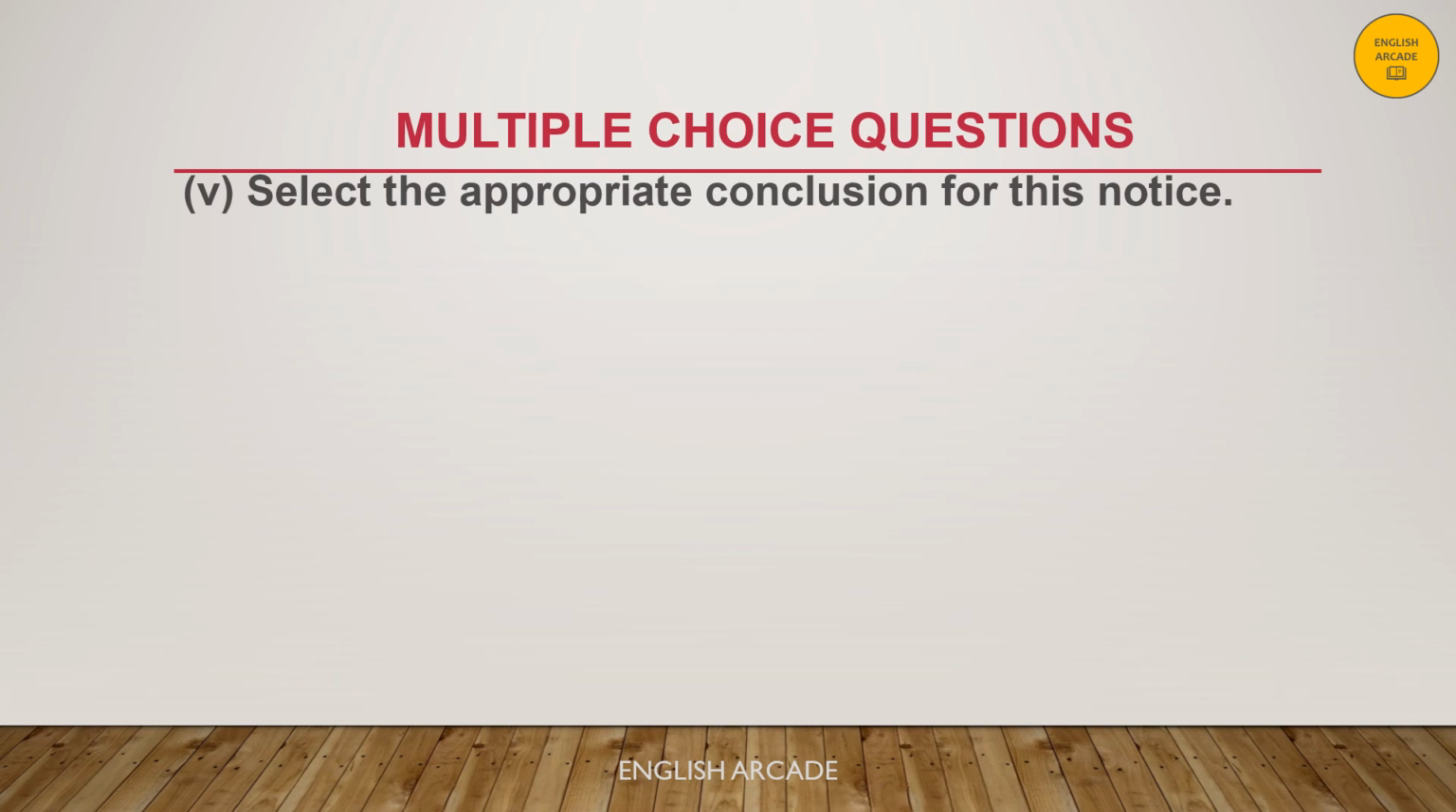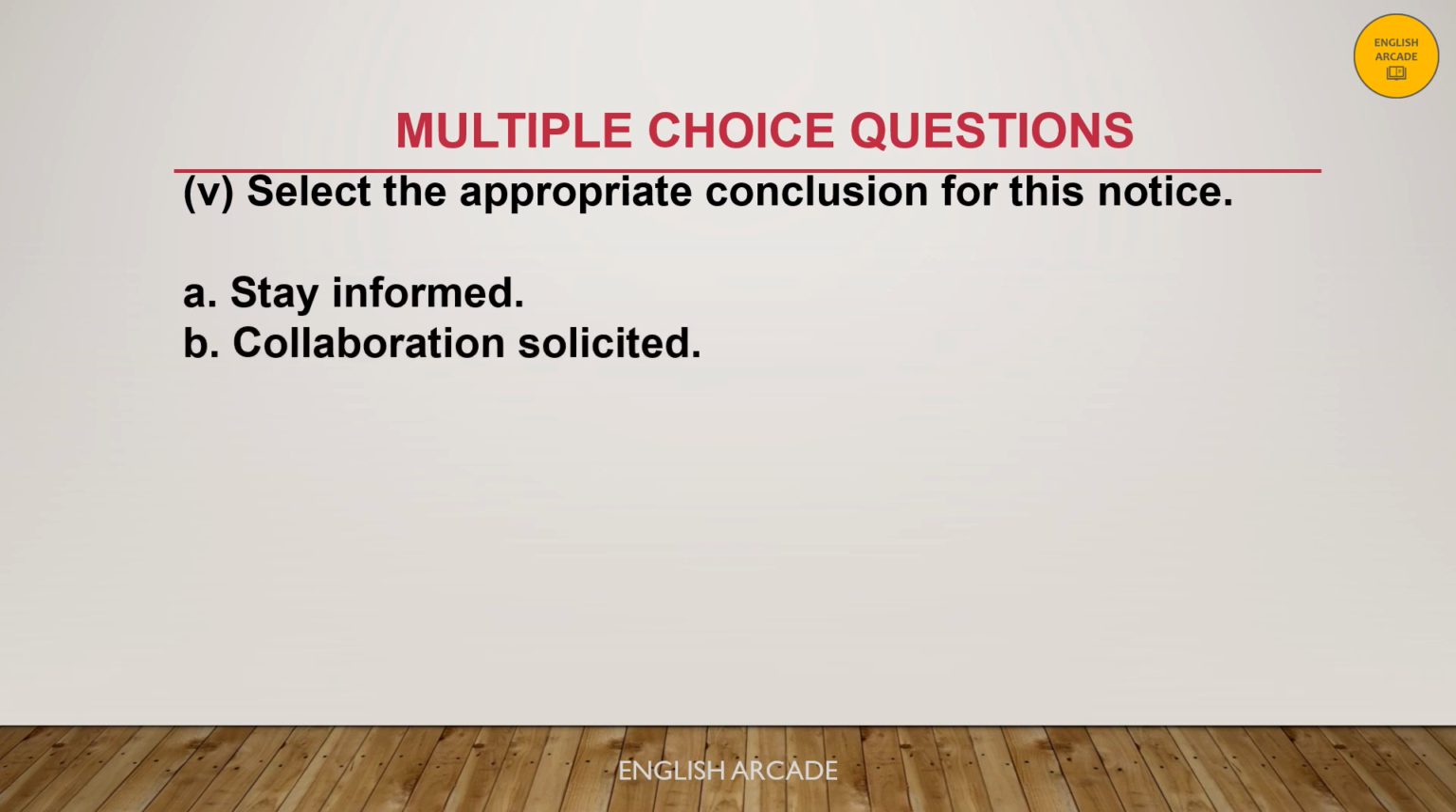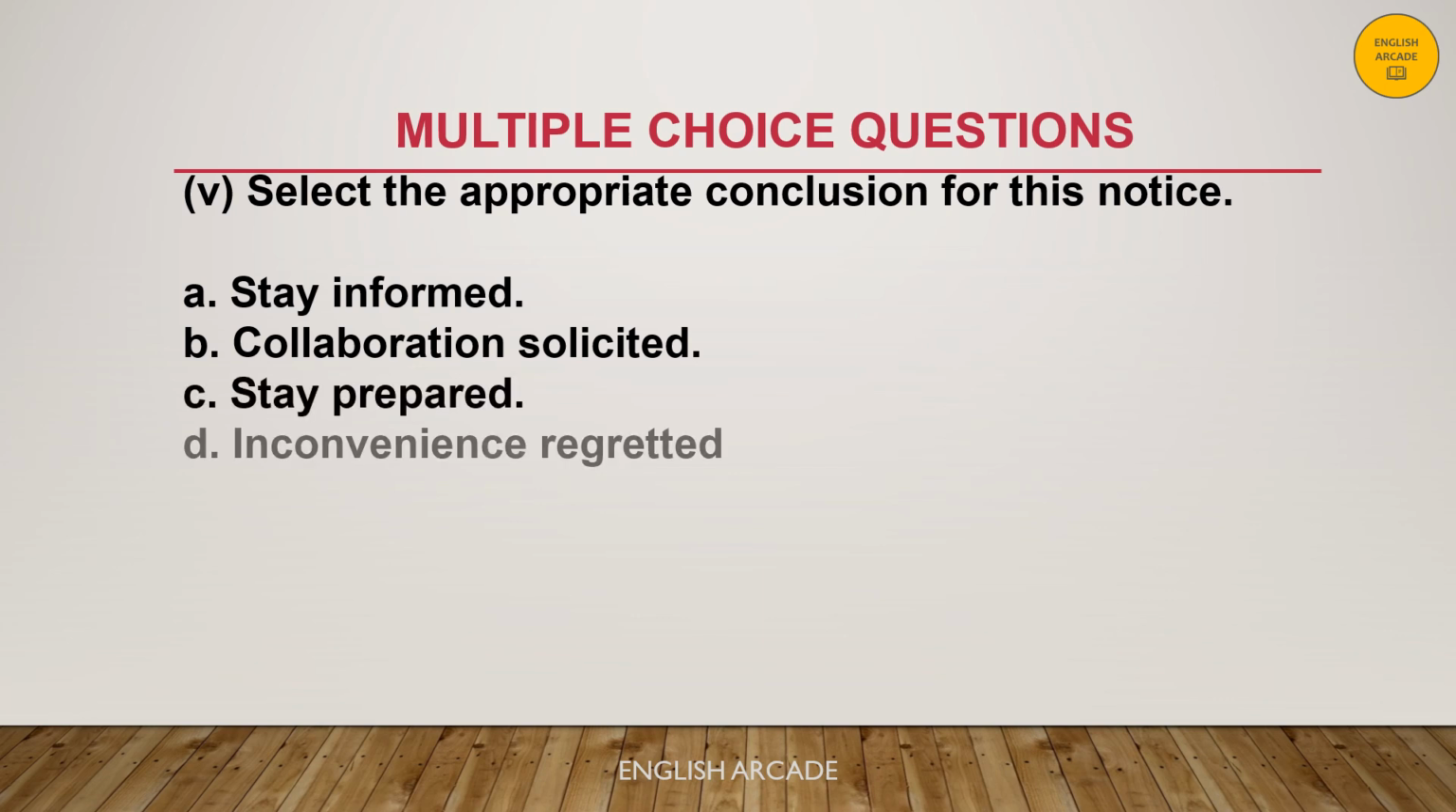Last question of this video. Select the most appropriate conclusion for this notice. A. Stay informed. B. Collaboration solicited. C. Stay prepared. Or D. Inconvenience regretted. The correct answer is D. Inconvenience regretted. So there'll be a power cut and a lot of residents will be inconvenienced. Therefore, this regret has to be there at the end of the notice.